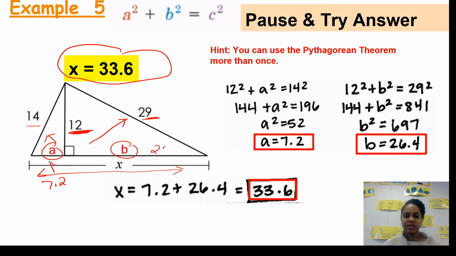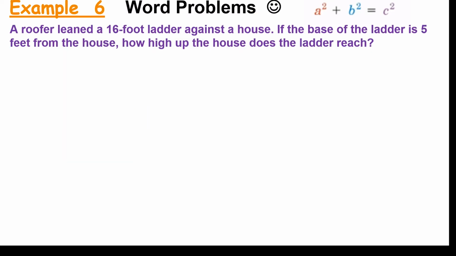Okay, so let's take a look at some word problems here. For this one, it says a roofer leaned a 16-foot ladder against a house. If the base of the ladder is 5 feet from the house, how high up the house does the ladder reach? So it helps to draw a picture. So if this is my house, makeshift house here, and this is my ladder. So the ladder is going to be slanted, right? And that ladder is 16 feet.